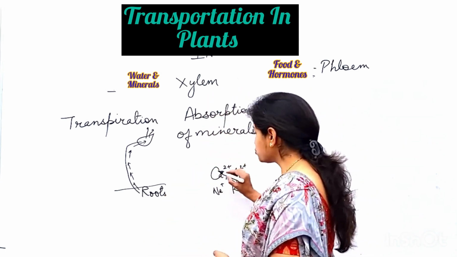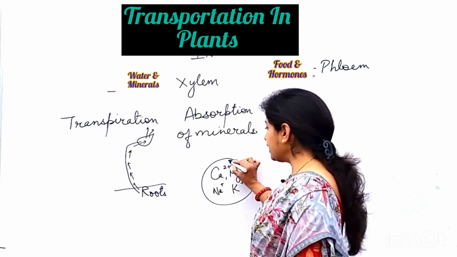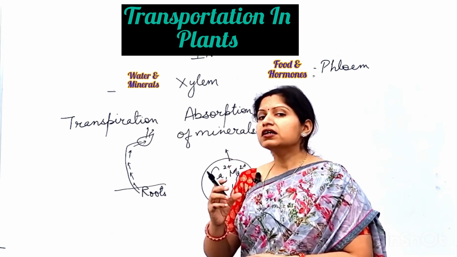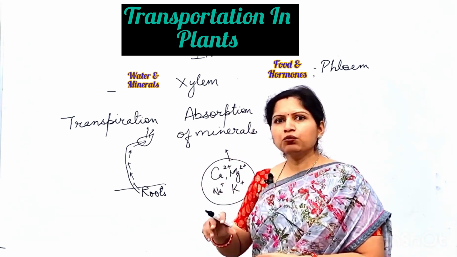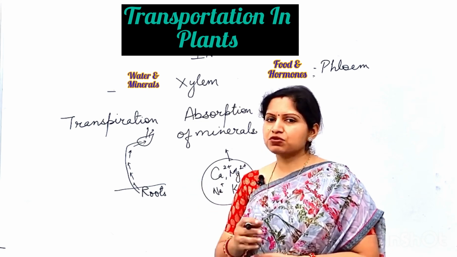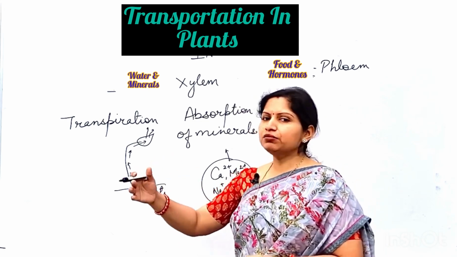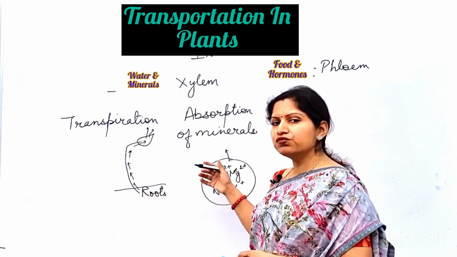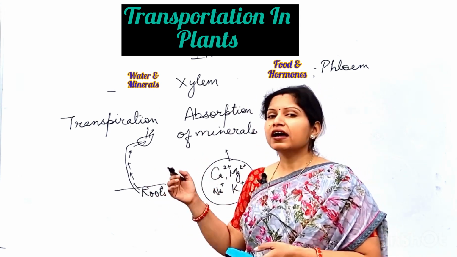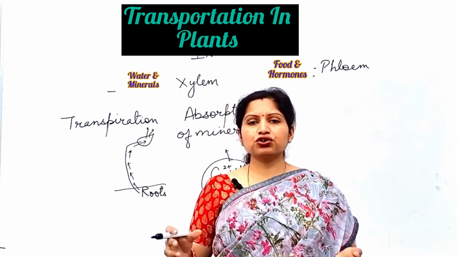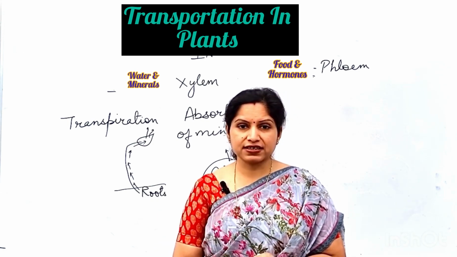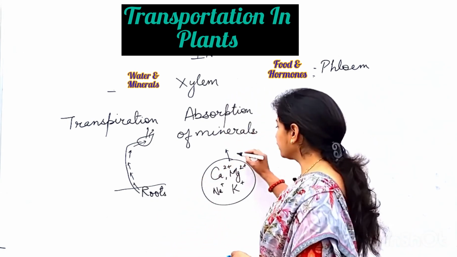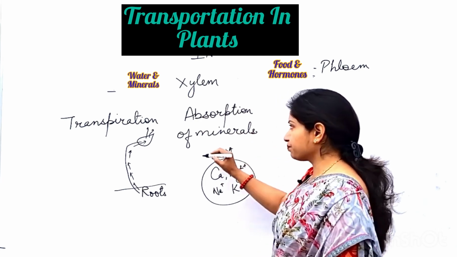So when the roots try to absorb these ions, what happens? The water that is present in the soil passively moves towards them. Automatically that water from the soil moves towards these ions, and that creates a region of high pressure in the root cells, and that pushes the water in the upward direction.